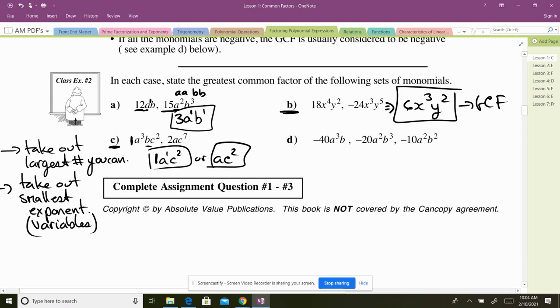Okay, final one here. D. What's the largest number that can be taken out of negative 40, negative 20, negative 10? 10. You could put negative 10 if you wanted. I'm not too fussed about the negatives here. But negative 10 goes into all of them, as does 10. What about the A's? What can I take out for an A? A squared, because that's the smallest. What about B's? You could do that. I would give you that for full marks, or you could write this.